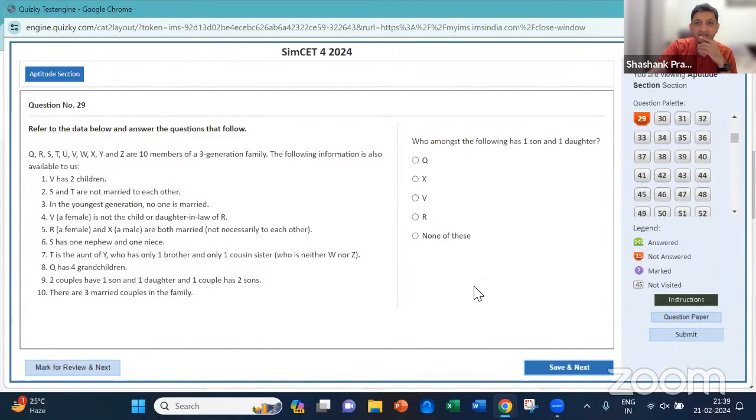Let's see. So among the following is one son and one daughter. So Y has one son and one daughter. Sorry, T has one son and one daughter. T is the aunt of Y. T does not have one son and one daughter. So the other one, I think X.